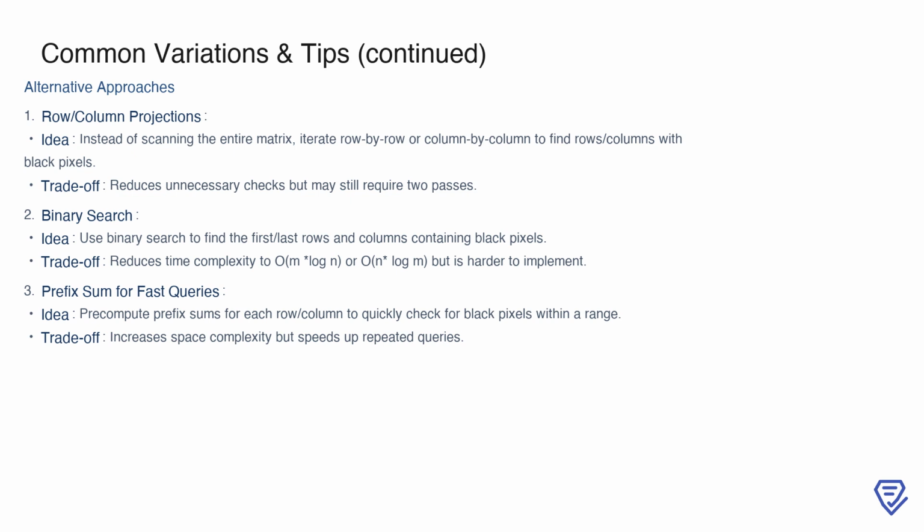Lastly, using prefix sums can be a powerful strategy for faster queries. By pre-computing prefix sums for rows and columns, you can quickly determine if black pixels exist within a specific range. While this improves query performance, it does come at the cost of increased space complexity. Each of these methods has its strengths and trade-offs, so the best choice depends on the problem's constraints and requirements.